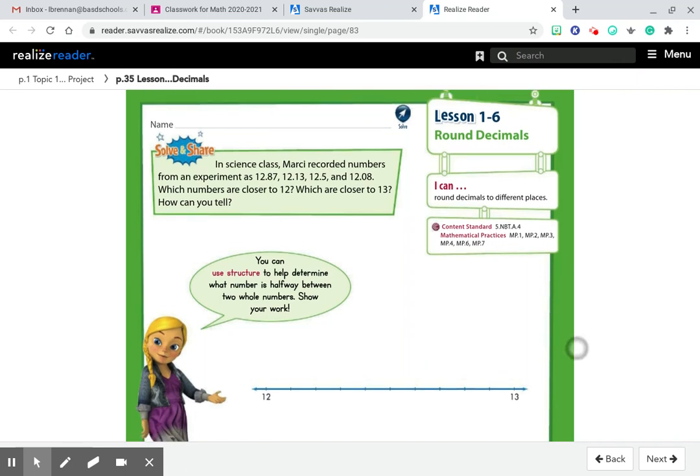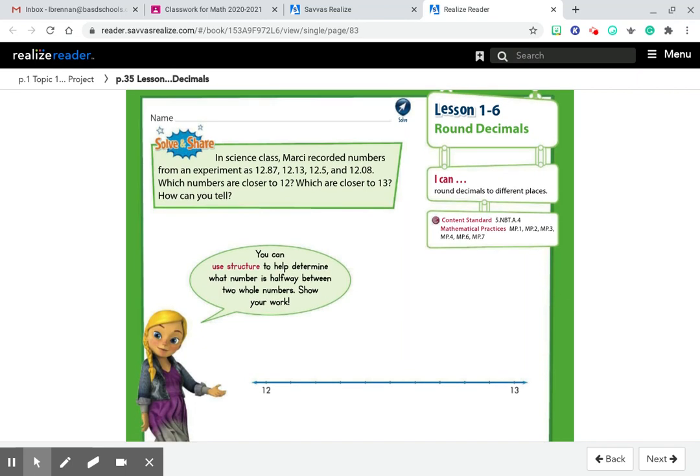Good morning. Today we're going to do lesson 1-6, rounding decimals. I can round decimals to different places, and this rounding for decimals is the same way you round with whole numbers. You're rounding to a certain place value and looking to the right. It's the same process. So we'll go over that again.